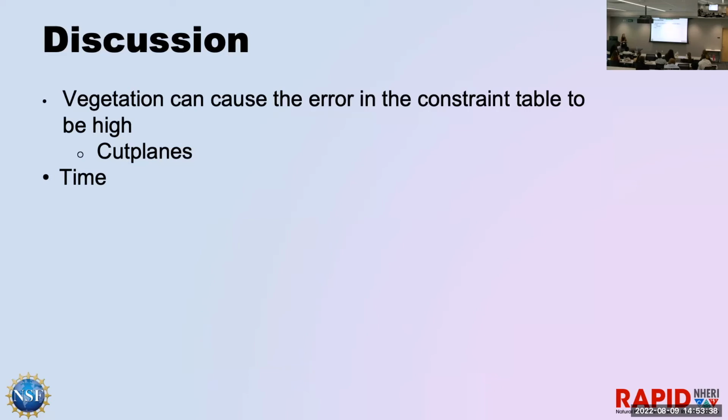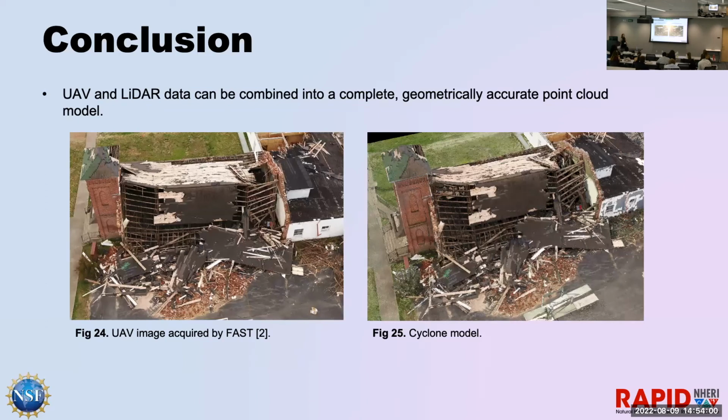Something else important is the time it takes to make these models. I would say a minimum of 15 hours, but some of them took more depending on the degree of damage. And we didn't know about the vegetation at first. That was something we learned as we went along. So time is very important. Big takeaway: you have to be patient. Again, in conclusion, UAV and LiDAR data can be combined into a complete, geometrically accurate point cloud model.